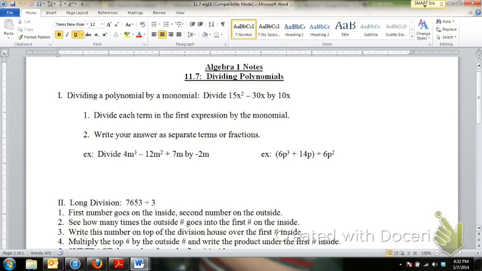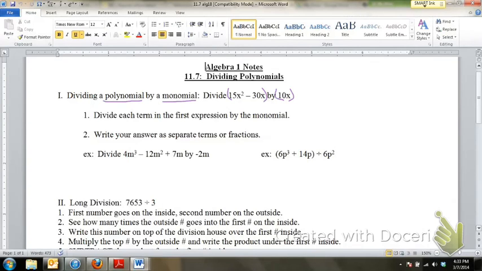Now, these notes look very long, but this is not a very difficult topic. Dividing polynomials is not all that bad. So, the first thing we're going to do is divide a polynomial, which just has more than one term, by a monomial. So we're going to divide 15x squared minus 30x by 10x.